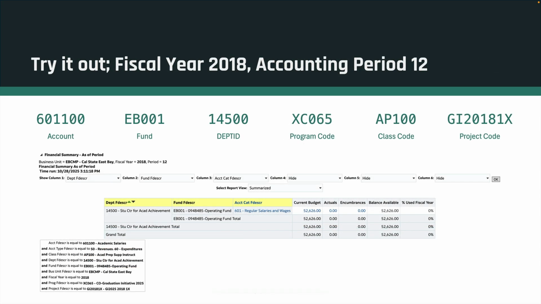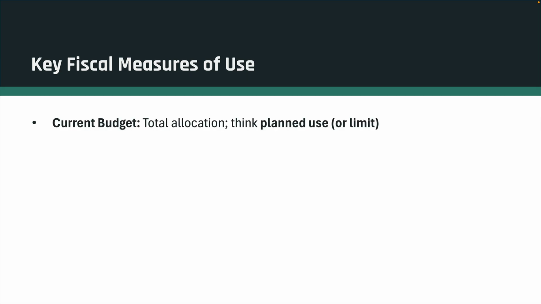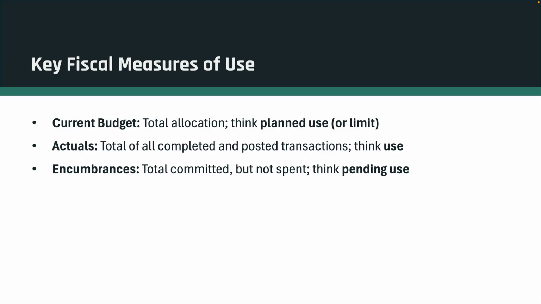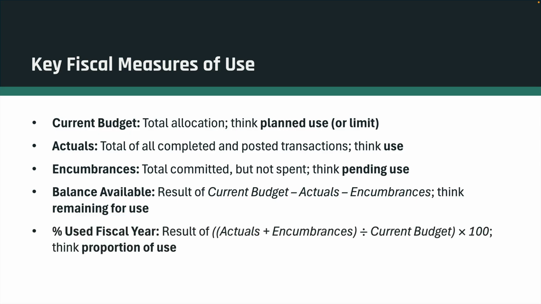As an example, I've set the filters to the following chart field string. When run, the default reporting view at the bottom reveals the result. This report returns 3 key fiscal measures by default: current budget, which is the planned use or limit; actuals, which is the result of posted transactions; and encumbrances, which are commitments of use through requisitions or POs. There are 2 additional metrics that are also present: balance available, which is what remains after subtracting actuals and encumbrances from current budget; and percent used, which is how much of the budget has been utilized so far.